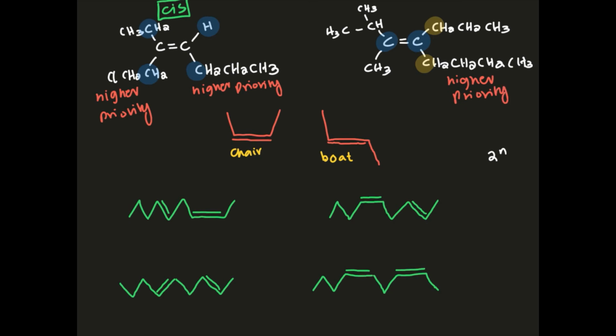Now let's take a look at the next carbon. So these carbons are bonded directly. So if you move away, you're going to see that you have hydrogen bonded on this side and you have 2 carbons bonded over here. So this means that the group above is going to have a higher priority. So this is going to be a trans isomer.